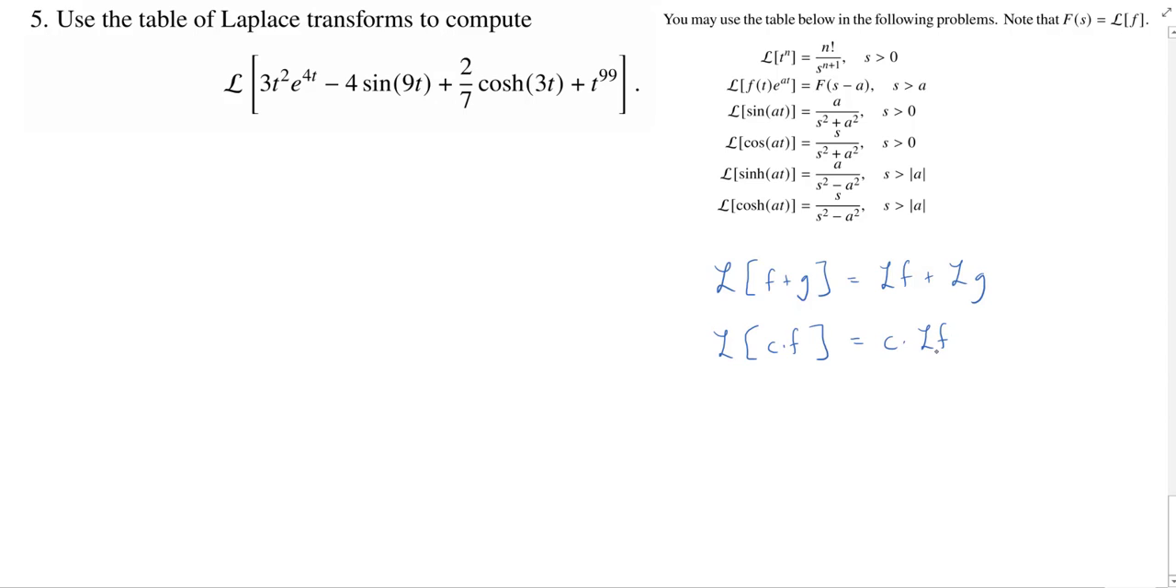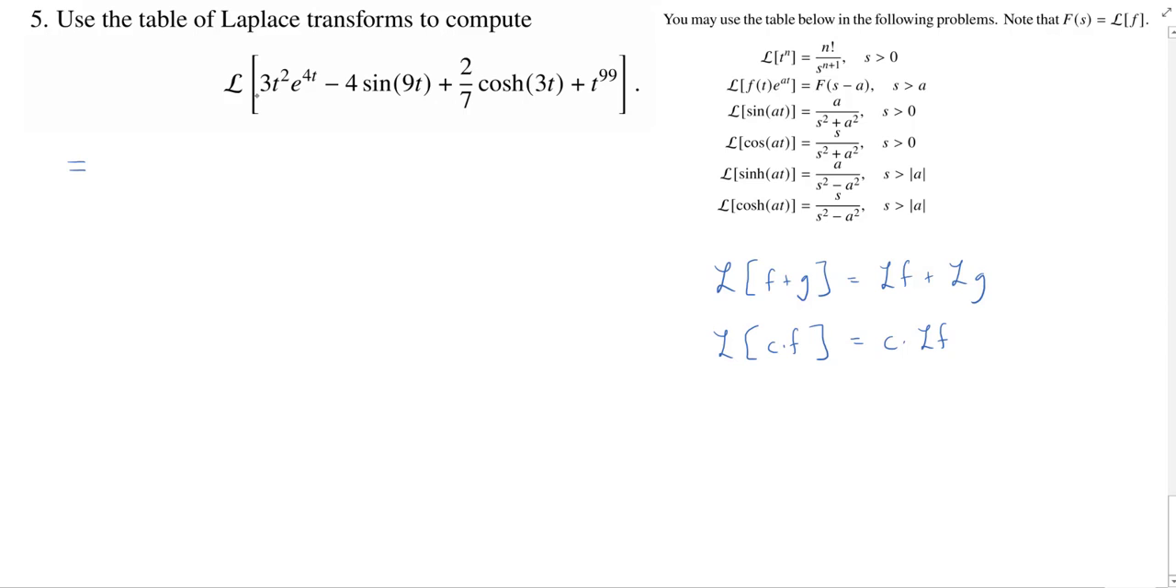We're going to be using that repeatedly as we try to compute the Laplace transform of this nutty function. It looks absolutely insane. We certainly don't want to go back to the definition to do this, especially when we already have a table. So we want to use these properties first to break this up. It's going to let me pull out these constants and break this up into individual sums.